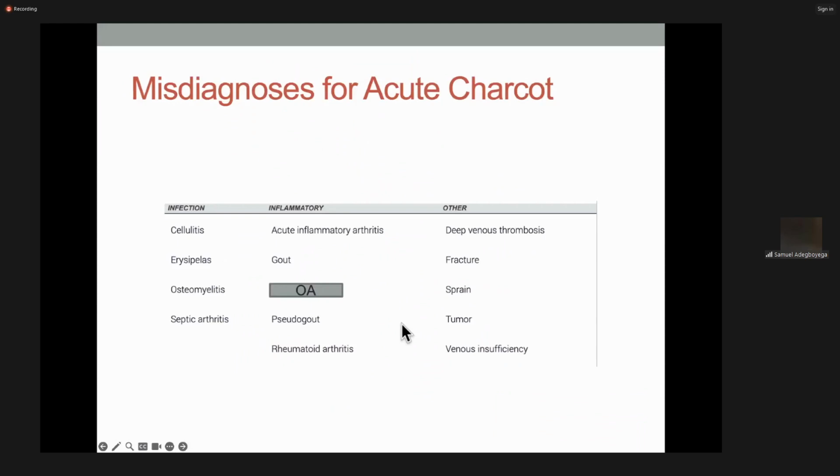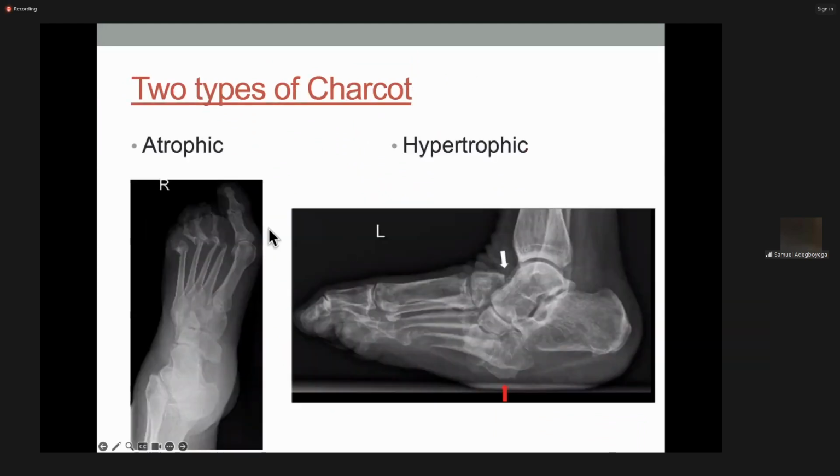Differential diagnosis for Charcot. There is something called atrophic Charcot and hypertrophic Charcot. Atrophic Charcot affects the metatarsal, and basically what you see is erosion of the metatarsals, pencil and cup, right? You can also see something like arthritis mutilans. So a patient with atrophic Charcot could look just like someone that has psoriatic arthritis. That's why it's very important that you get a really good history and physical.